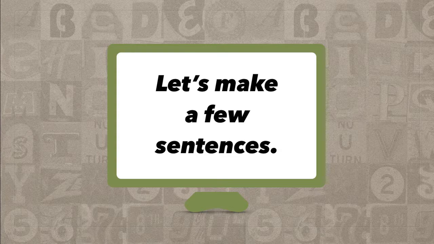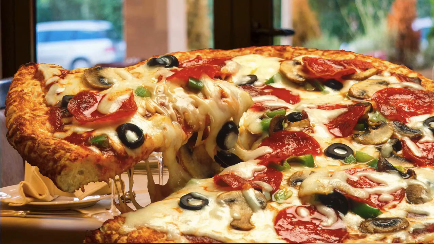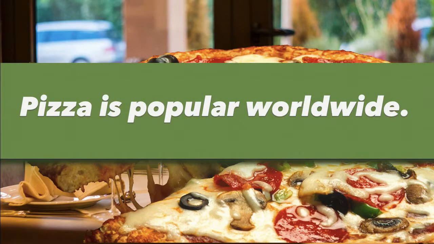So let's make a couple sentences together. I'm going to give you a few images. You try and think of one sentence, and I'll give you my sentence. First, pizza. Pizza is popular everywhere, isn't it? I love pizza. You probably like pizza. What sentence can you make using this image? Here's my sentence. Pizza is popular worldwide.